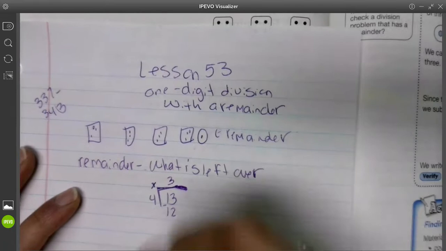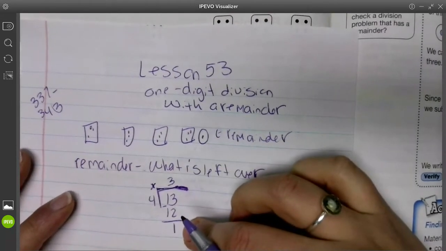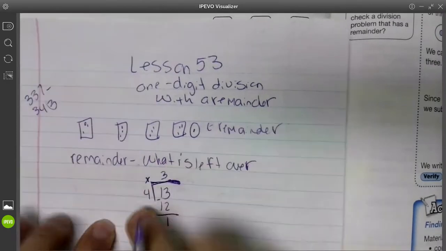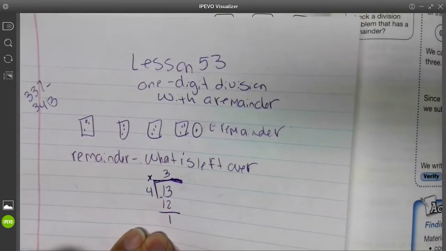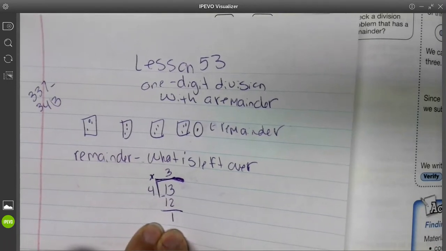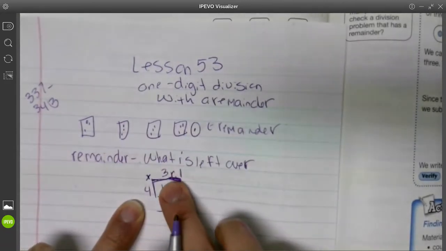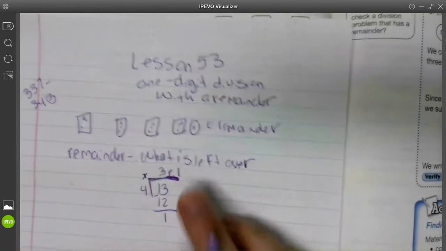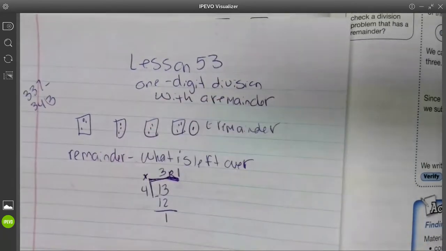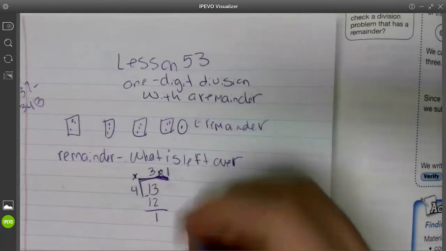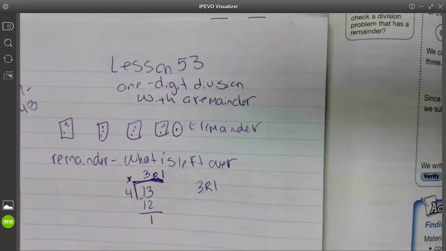13, take away 12, gives me 1, and I have to keep it kind of organized. All right, so there's nothing times 4 that's ever going to give us 1. Because 1 is smaller than 4, that's what we call our remainder. So we would just write R period 1, or you can make it a capital. Remainder 1. Either way is fine. So the amount left over is 1. So 3, remainder 1.